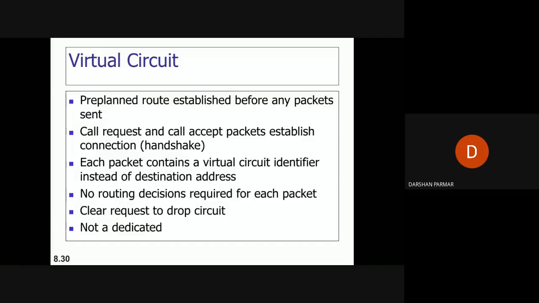You go to Google Maps and see which path will take you to Ahmedabad in the minimum time. That path will be chosen by you. In the same way, this virtual network chooses its path. It will choose a pre-planned route established before any packet is sent. Before sending anything, it will pre-plan all the routes, and see from where we need to send the packet.